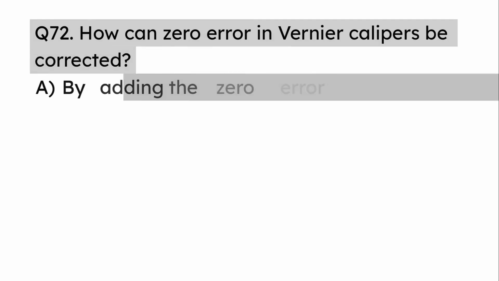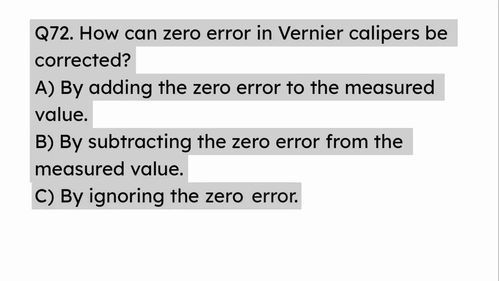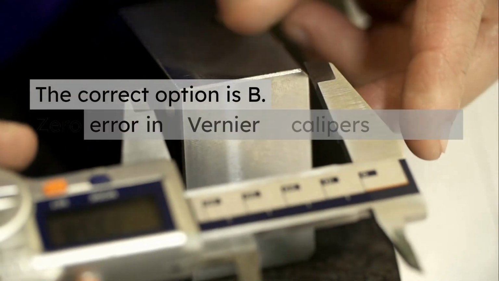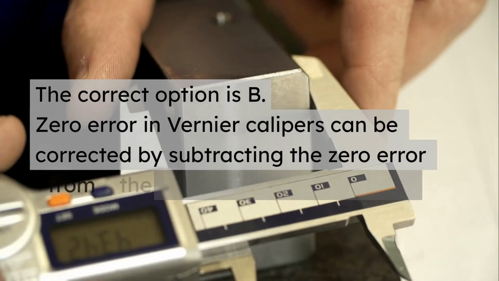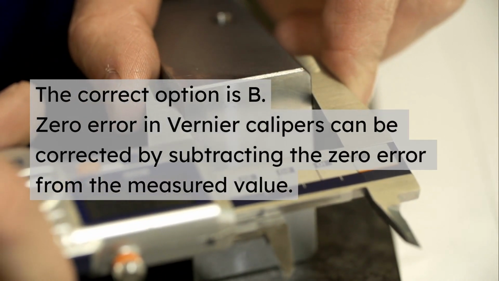Q72. How can zero error in vernier calipers be corrected? A. By adding the zero error to the measured value. B. By subtracting the zero error from the measured value. C. By ignoring the zero error. D. By adjusting the vernier scale until there is no zero error. The correct option is B. Zero error in vernier calipers can be corrected by subtracting the zero error from the measured value.